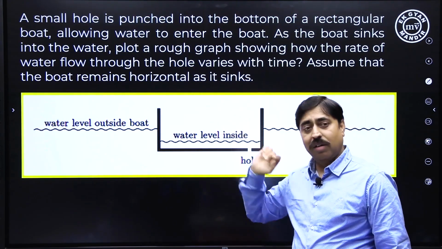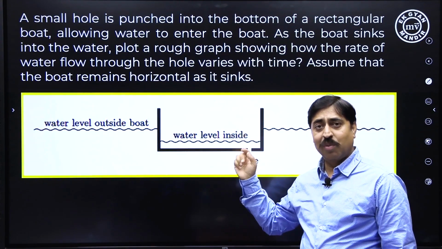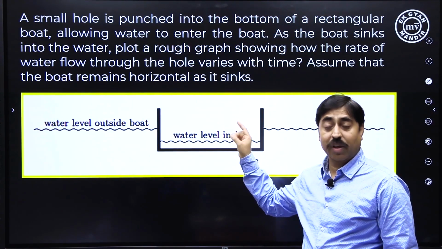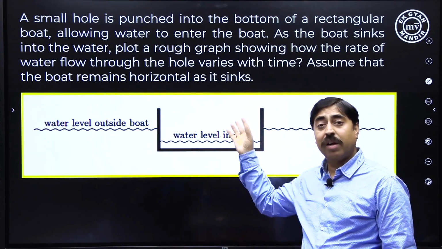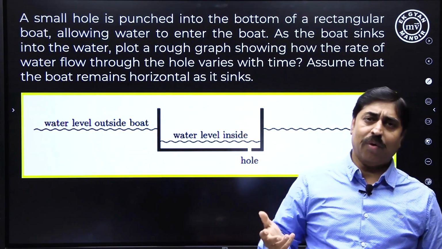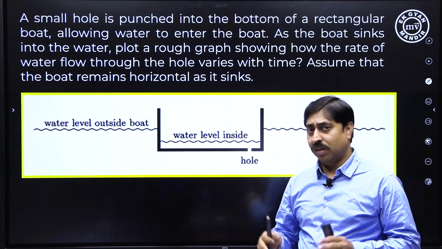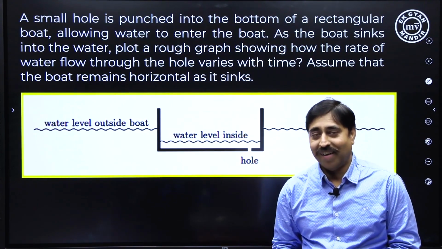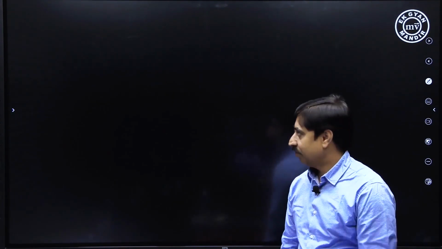As the water goes inside the boat, it will sink. So, you have to plot a graph showing the rate of water flow into the boat through this hole versus time. How is the rate of water flow, the volume flow rate of water, changing with time? You have to plot it with time. So, you can pause the video and try the question yourself. Okay. I'll keep solving the question, no doubt.